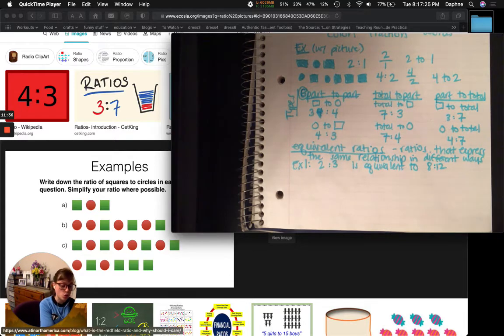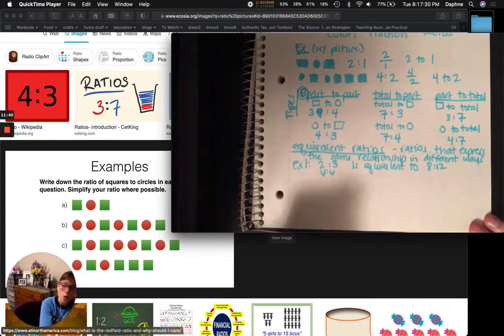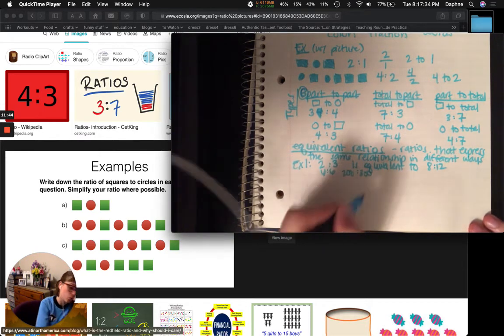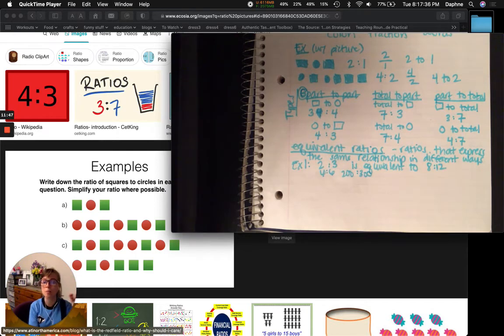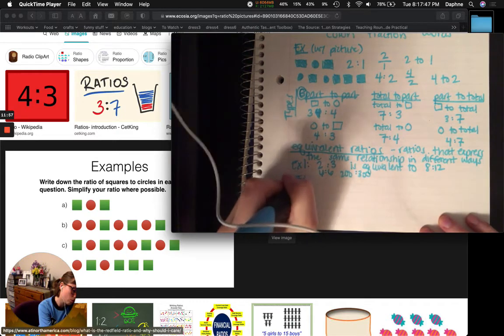So what's another equivalent ratio to 2 to 3 and 8 to 12? Well, we could multiply by 2 instead, and that would have been 4 to 6. We could multiply by 100, and that would be 200 to 300. As long as you're multiplying by the same number for both values, the 2 and the 3, you're going to have an equivalent ratio, or divided by the same numbers. Okay, and then example 2.